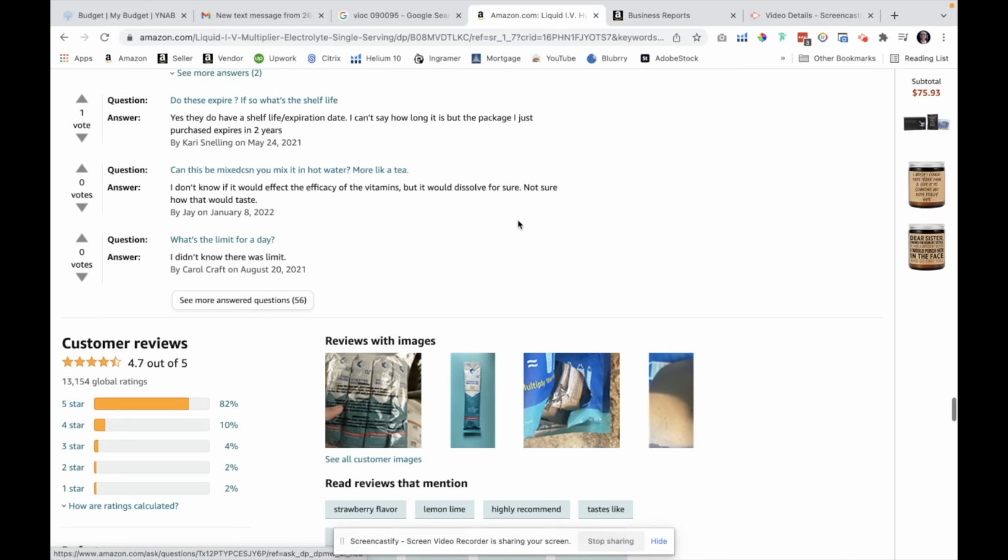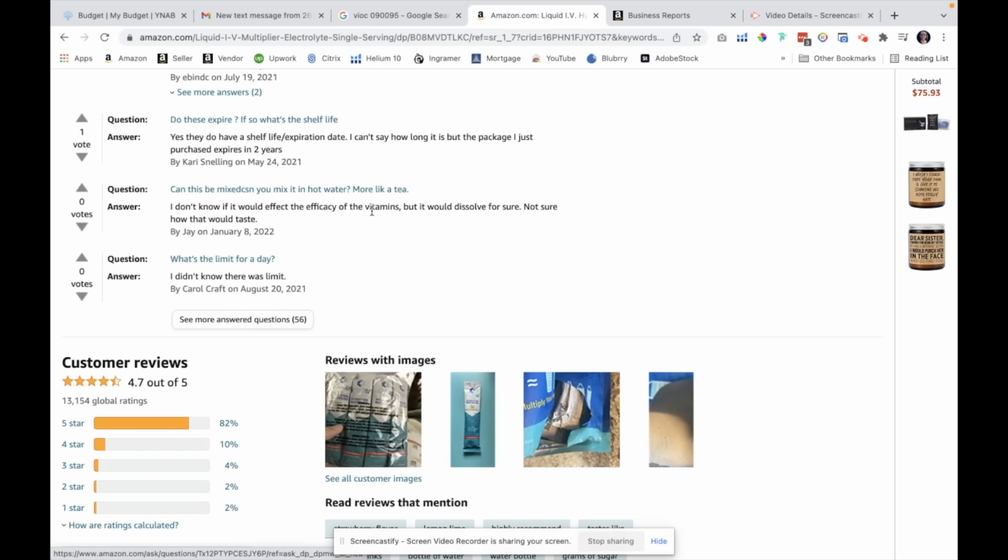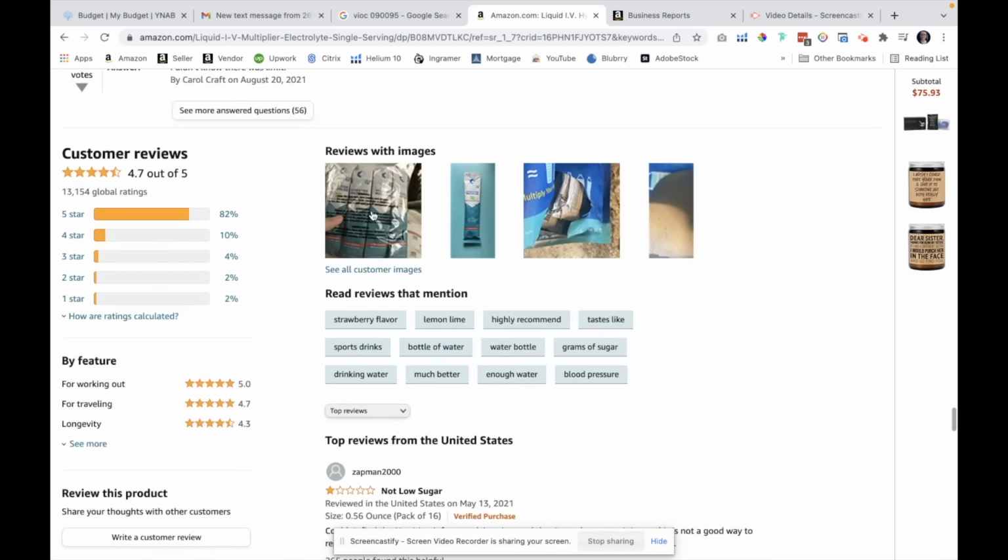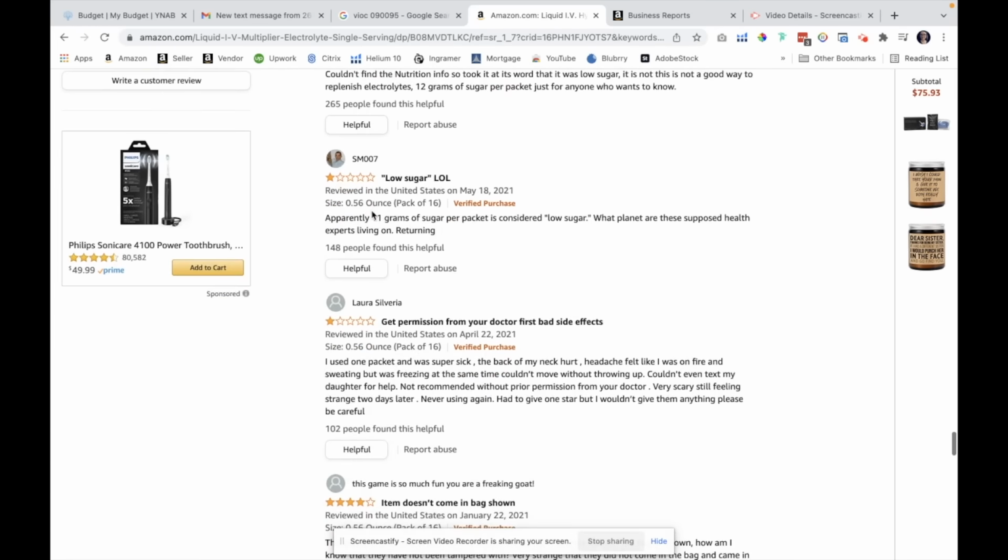What's the limit for a day? So those are a little bit less helpful, but those top two were really helpful. And maybe these are coming up in the reviews. Low sugar, apparently 11 grams of sugar per packet. Okay, makes more sense why they didn't want to show the nutrition facts.